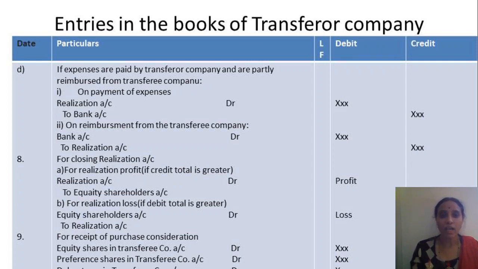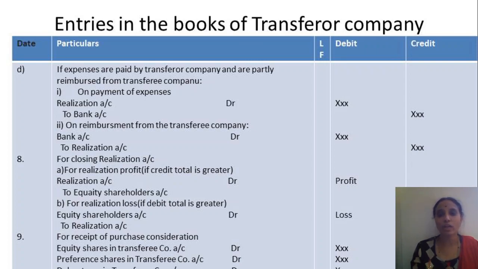Then the next, 8th journal entry, is for closing the realization account. We need to close or balance it. For realization profit: when does profit come? When the credit side of the realization account is greater. So if the credit total is greater, then we arrive at a realization profit. If the debit total of the realization account is greater, then we arrive at a realization loss.